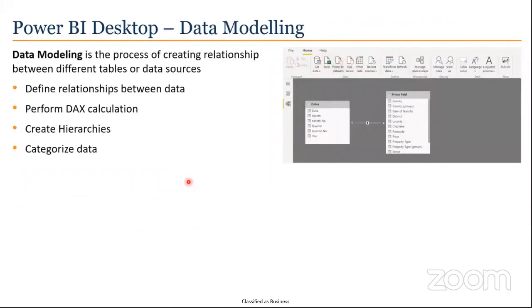data modeling. As I said, all the cleaning activities we will perform in the query editor, which is in the transformation tab. And if we are pulling the data from multiple data sources or multiple tables, we will give some relationships from one table to another table. For example, take this date table and price paid table. We are building one relationship like this solid line here.